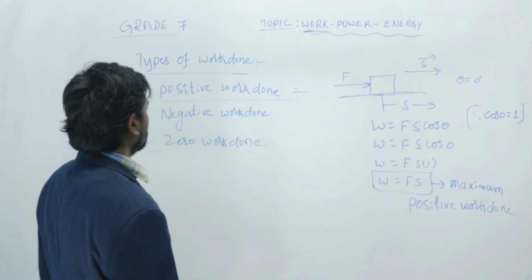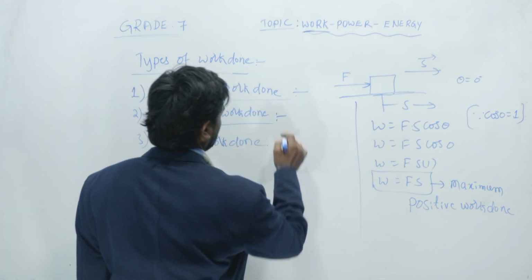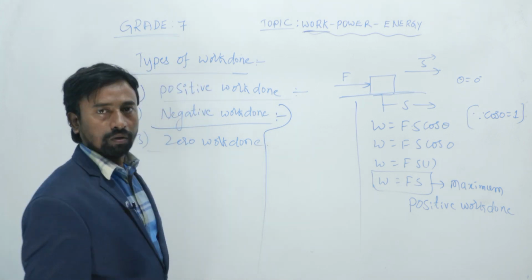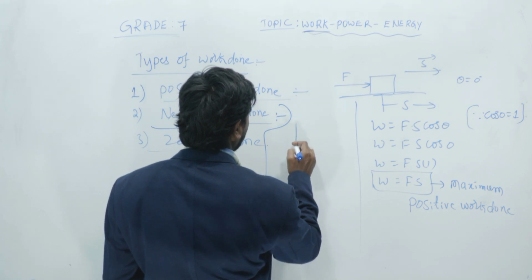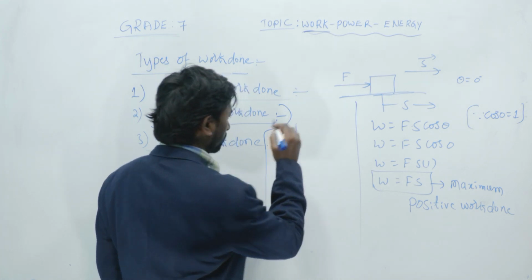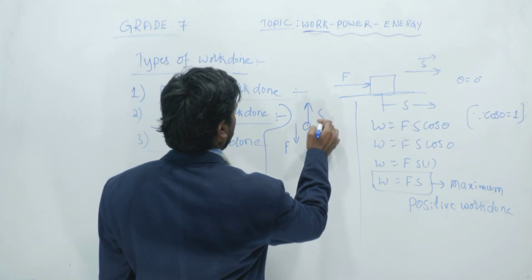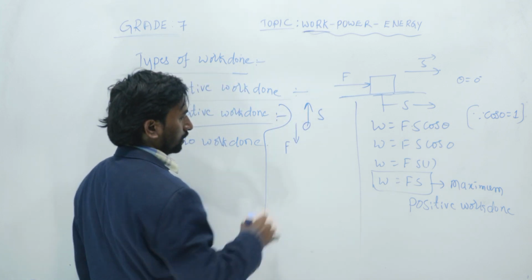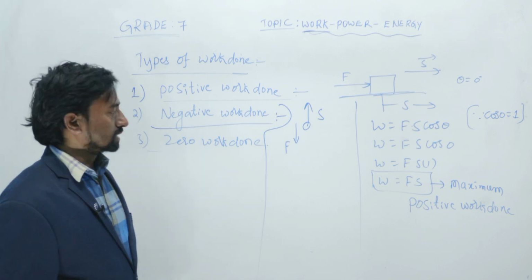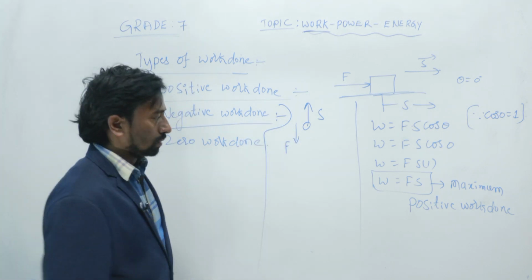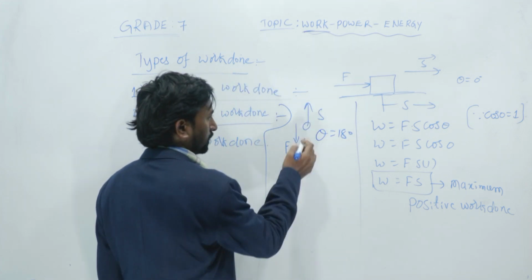Okay. So next we'll see negative work done. Negative work done means suppose the force is applied in one direction, here in the downward direction, and the displacement of the body is in the opposite direction. The force acting on the body is downward and the displacement is upward. Then we can say it is negative work done. Now the angle between these two vectors is 180 degrees. See here, this is downwards and this is upward. What is the angle here?